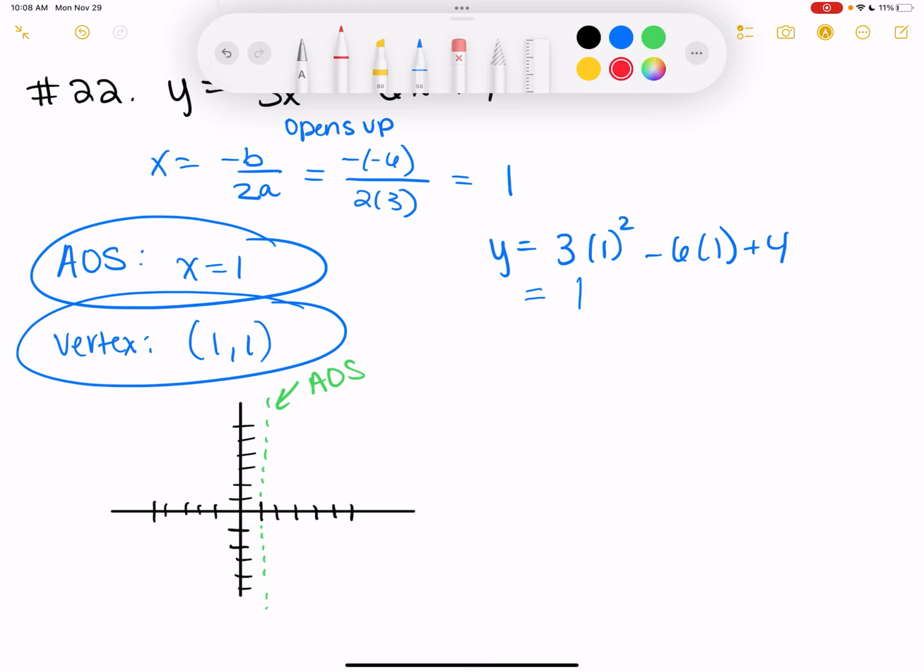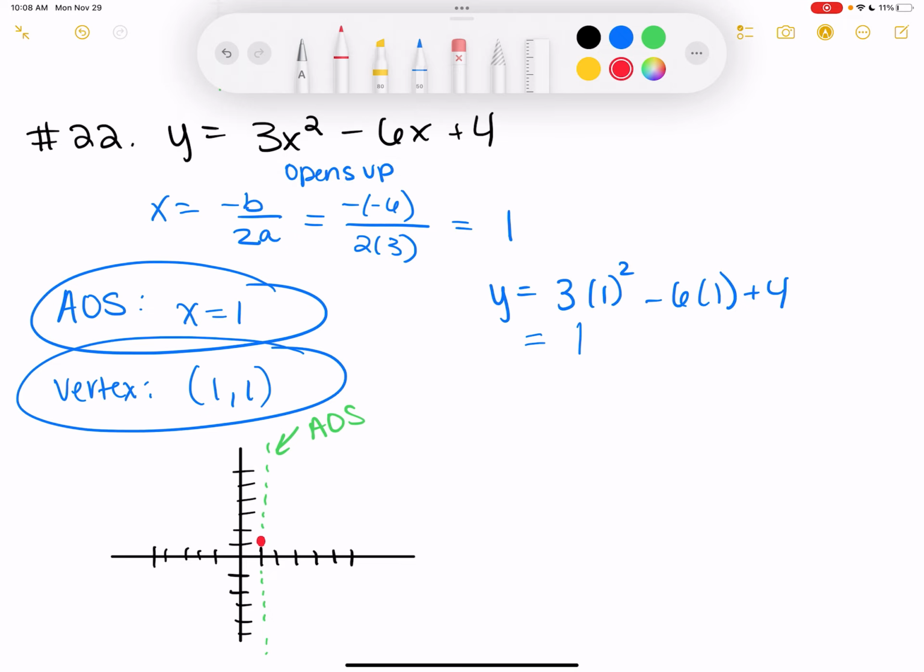All right, vertex is at 1, 1. Try to get through this problem before the bell rings. Or, well, it's not going to ring, but you know what I mean. All right, so now, because it's at 1, I can either plug in 2 or I can plug in 0. 0 makes the most sense. It's the easiest one. Those two things go away, so then I'm just left with 4. So at 0, I'm up at 4. Whatever you do on one side, do to the other. And connect the dots.